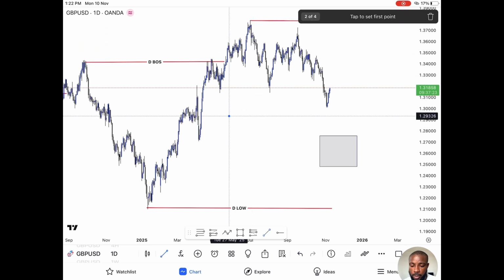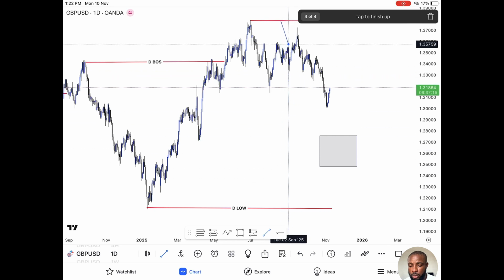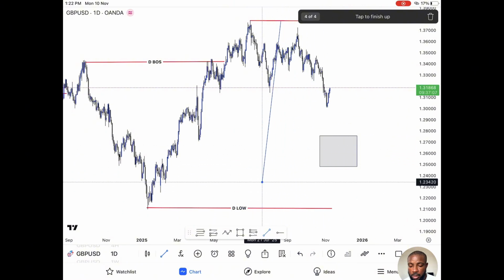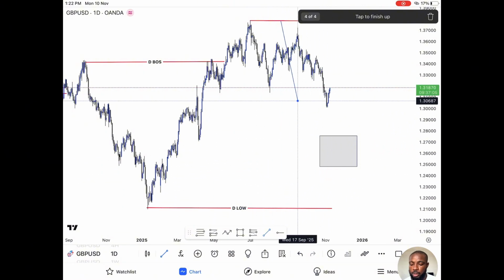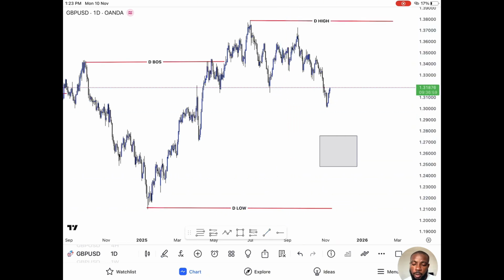By marking out the high and the low of this range, I now know that from here to here is my trading range. I'm only looking to trade within this daily trading range. Inside this range we have the premium area and the discount area. Don't worry, I'm going to show you in a minute. The premium area is where we should be selling from, while the discount area is where we should be buying from.